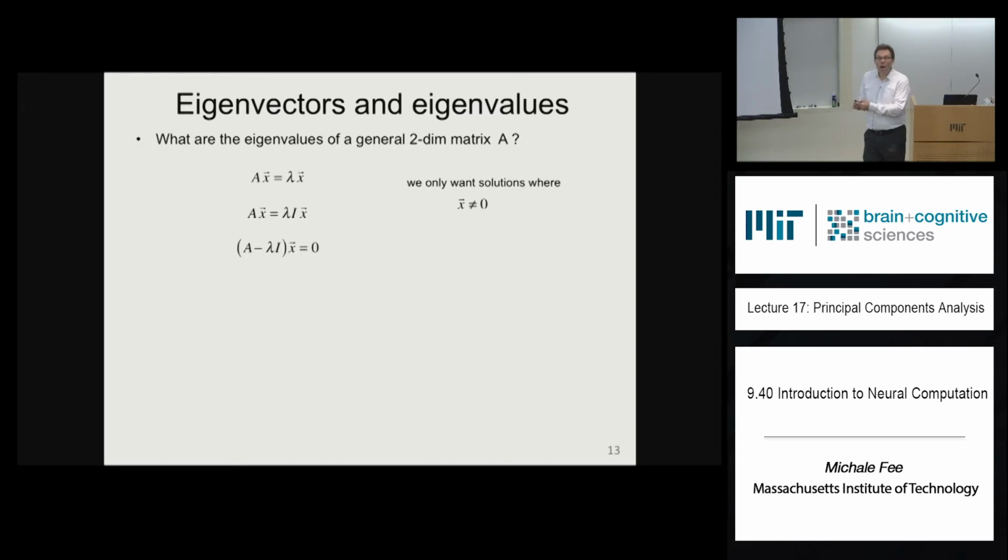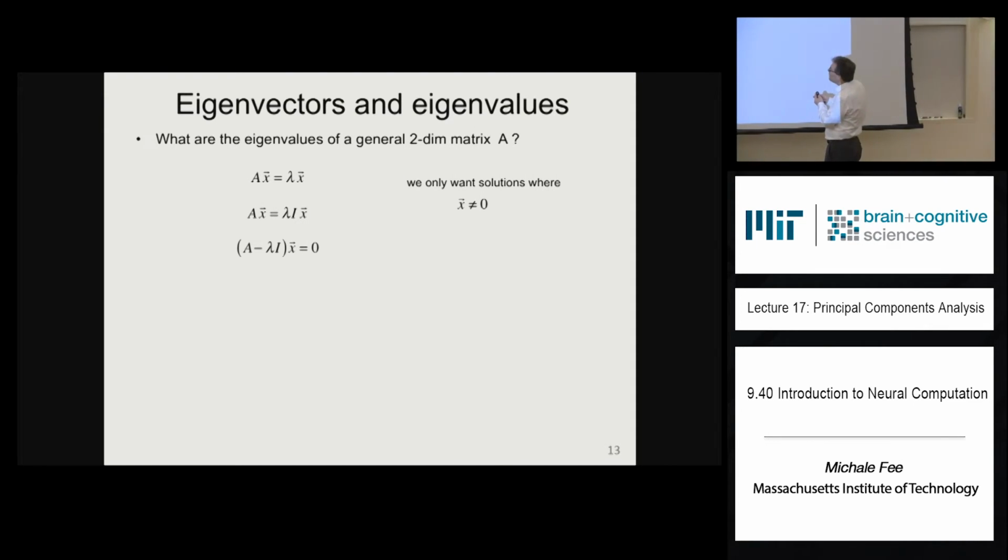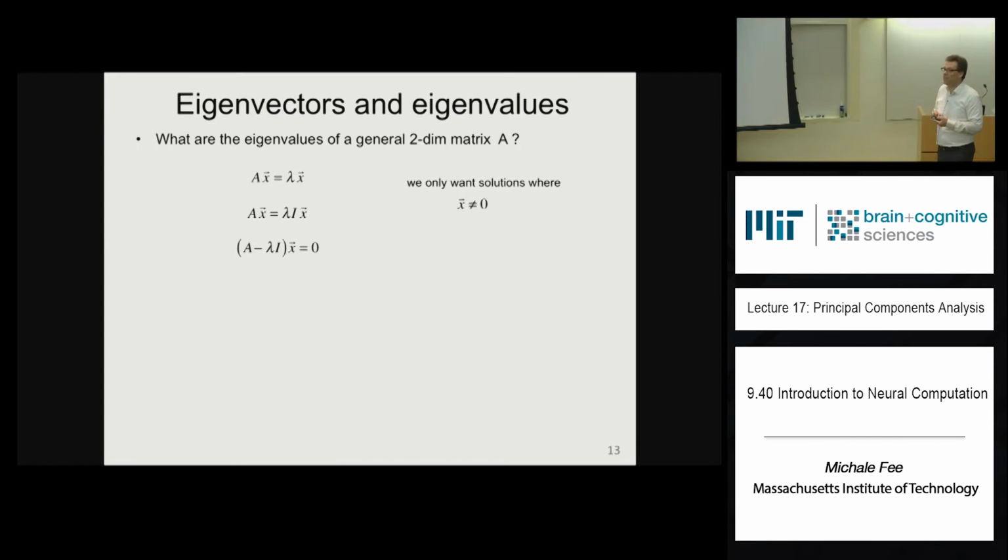So how would we know whether this matrix has solutions where x is not equal to 0? A minus lambda I is just a matrix.